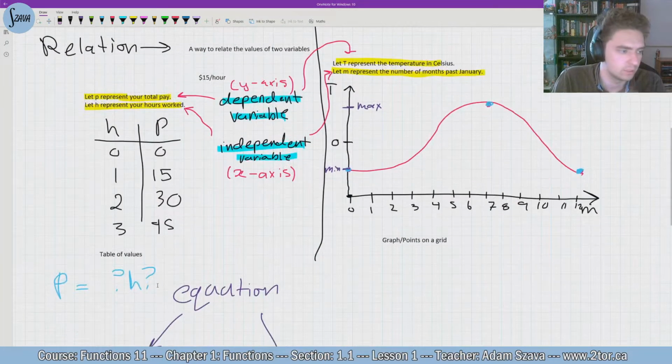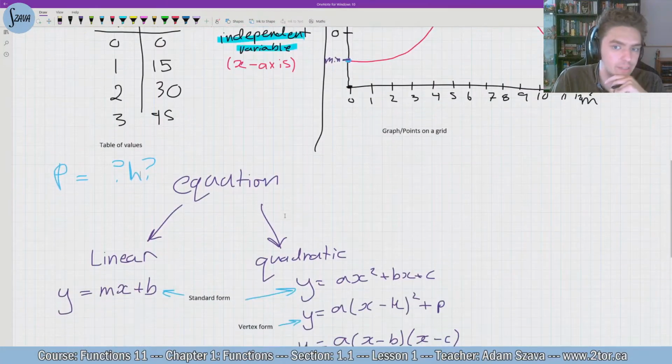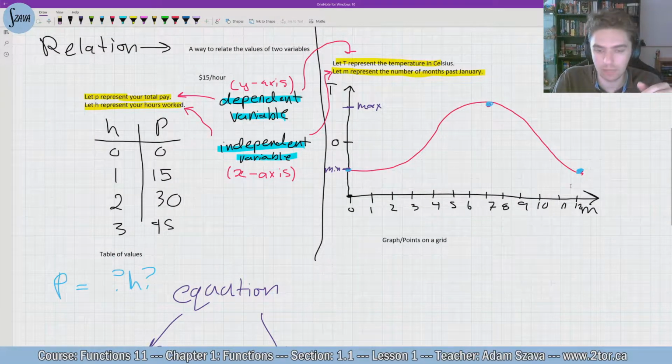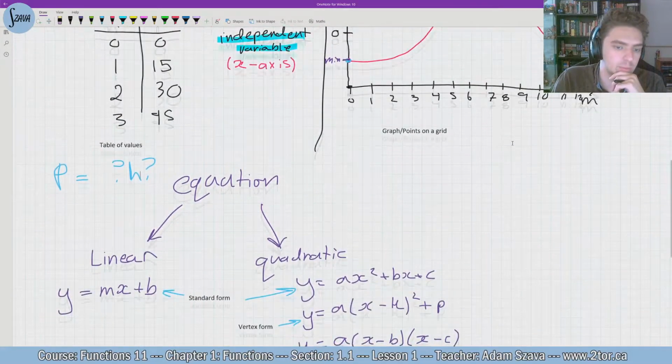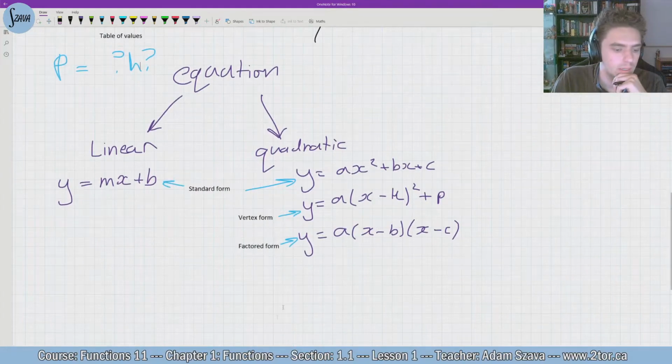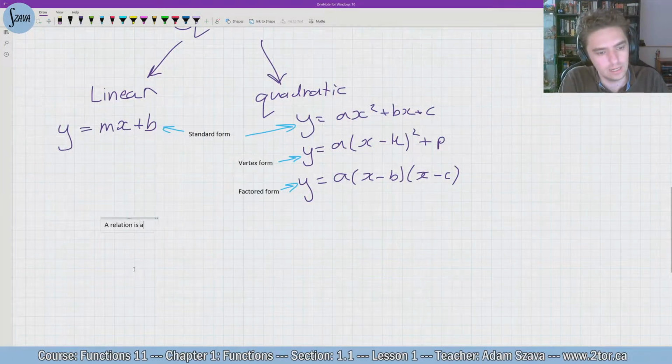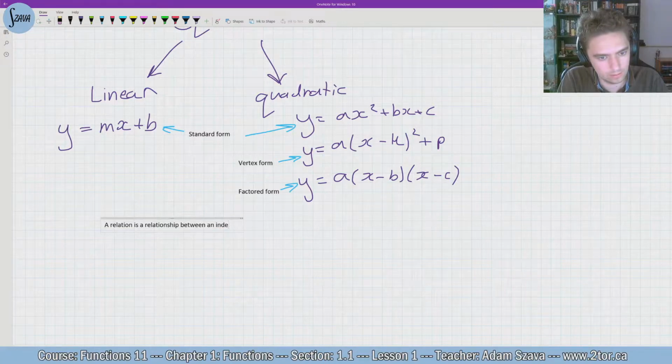Now, we won't talk about this particular example. It's fine. It will be a linear equation. But the idea is that we can make an equation that describes also this graph and also the points, right? That also describes the points, if we just put in whole numbers, essentially. Okay, so that's essentially what a relation is. A relation is a relationship between an independent and dependent variable. Okay.